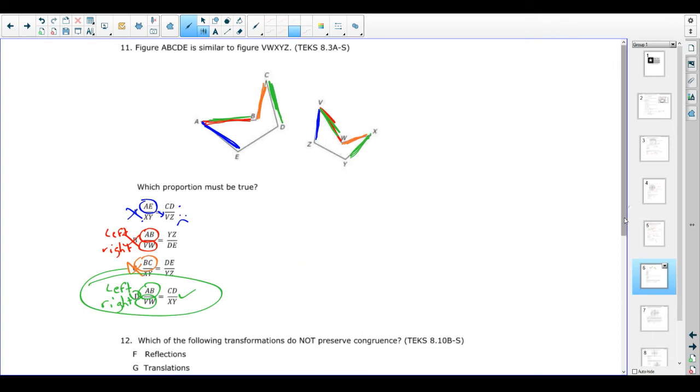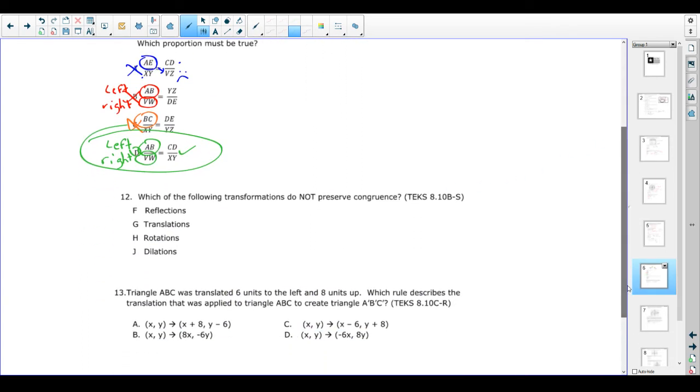One of the trickier problems on the test. Really had to think about that one. Excuse me. All right, number 12.